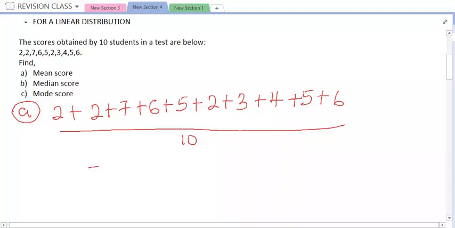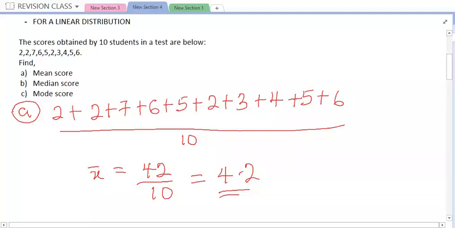Now, mean is symbolized with this. So you can say mean is the addition of all the numbers. That will give me 42 divided by the number of data, which is 10. And this will give us 4.2. So the mean score is 4.2.